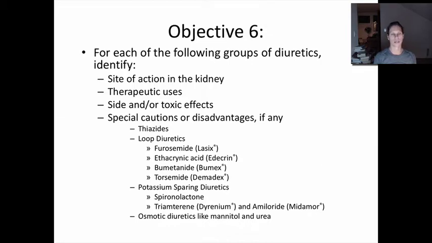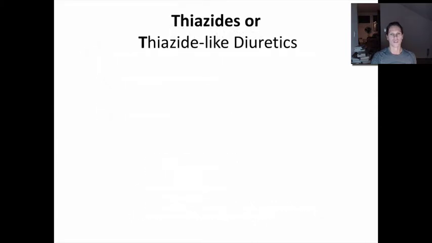So the types of diuretics that we're going to talk about are the thiazides, the loop diuretics, the potassium sparing diuretics, and then we'll briefly mention osmotic diuretics, but they are not used all that frequently. So starting with the thiazide.